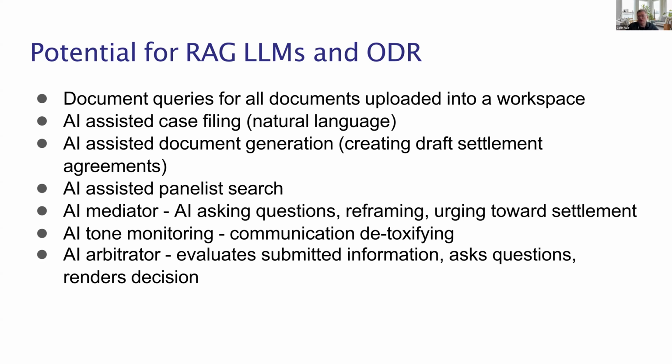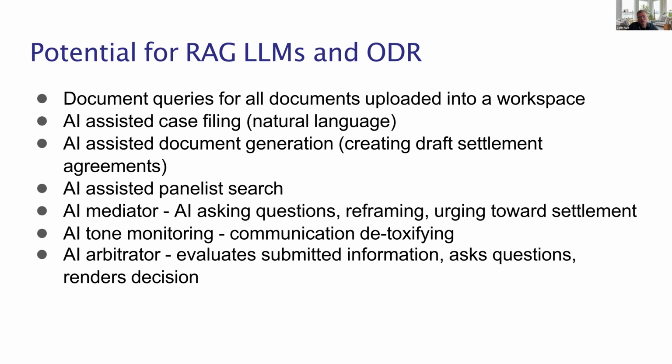Obviously, AI-assisted document generation, I mentioned that before, creating draft settlement agreements. Now, you have to edit them, right? You want to make sure that there's no hallucinations or anything in there. But obviously, an AI can do a lot, especially if you give it a bunch of templates of, this is the way that we structure our settlement agreements.